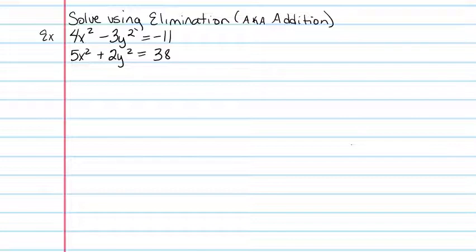And so we're going to do this. I'm going to use the y's. I'm going to try to eliminate the y's in this situation. I'm going to call this equation A and this one equation B. And I'm going to eliminate the y's. So if I do A times 2, that's going to give me the new equation 8x squared minus 6y squared equal negative 22. Let me check to make sure that's right. 2 times 4 is 8, 2 times 3 is 6, and 2 times 11 is 22.